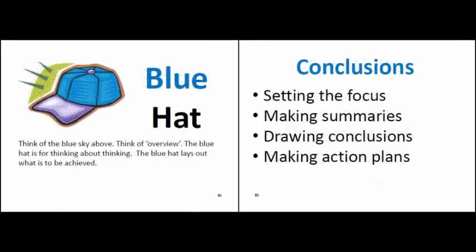The last hat you're going to try on is the blue hat. This hat is for process control, and it's the hat you'll put on if you're using the hats technique with a group. For instance, your team might need to think creatively, so you direct them to put on their green hat to solve the problem.